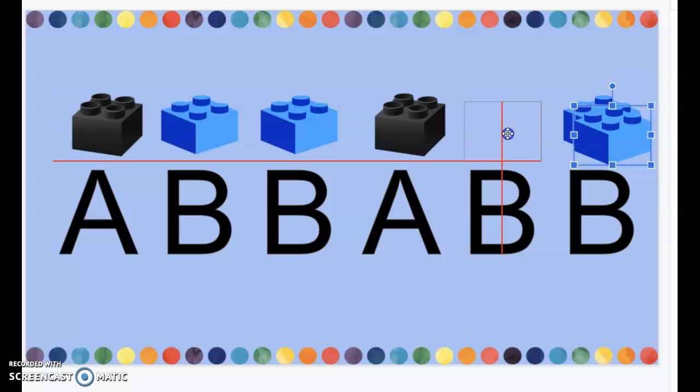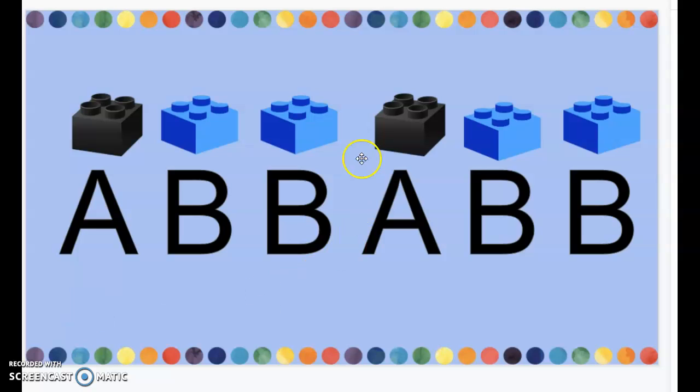Let's move it in the right way. Good. All right, so remember, it doesn't have to be a black Lego and a blue Lego. It can be any colors as long as the pattern is 1, 1, 1. So like ABB, ABB. One object and then two of the same objects.